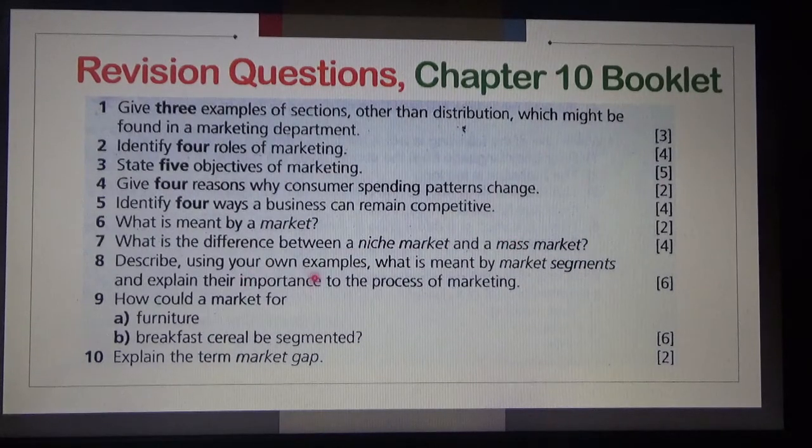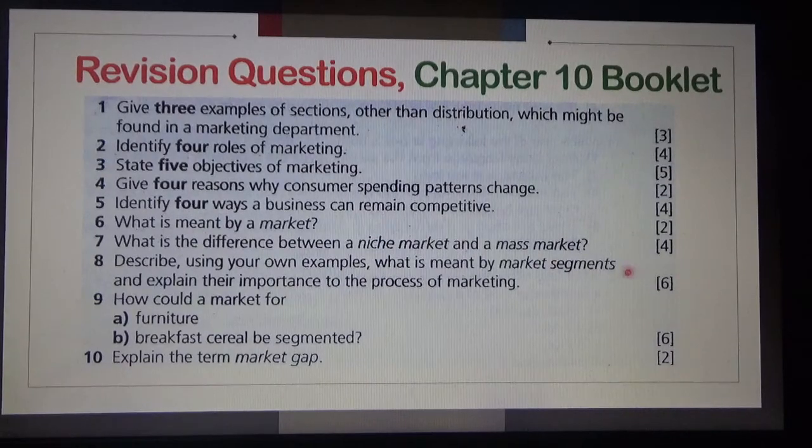Now, describe using your own examples what's meant by market segments, and explain their importance to the process of marketing. Give your example and explain their importance to the process of marketing. So you may give two market segments, an example for each, and their importance. That gives you 6 marks. If you want to give more, you may do so, but it's not a guarantee that your marks will be increased. 6 is 6. If it's assigned 6 marks, it's 6 marks.